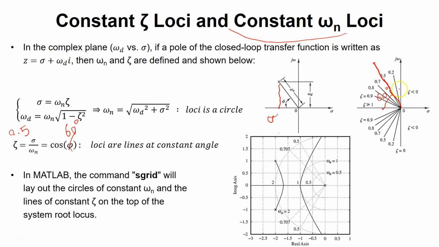This is zeta equal 0.5, but not only positive 60, it can also be what? Yes, negative 60 degrees has cosine equal to half too. So that's what this one says. Okay, so this one is also 60, but since it's the opposite direction, I call it negative 60 degrees. So if I put everything back together again, constant zeta in the complex plane means lines with fixed slopes for which the cosine of the angle is equal to that constant zeta. Constant omegas are circles centered at the origin with radius equal to what? That constant omega n.